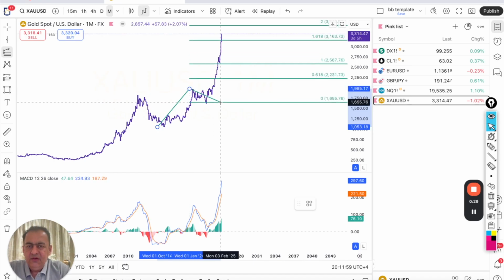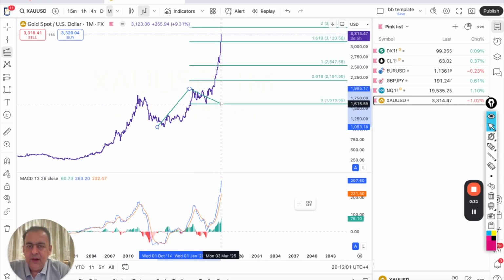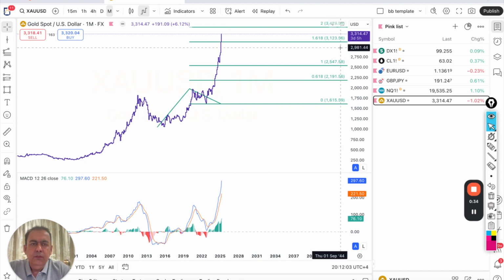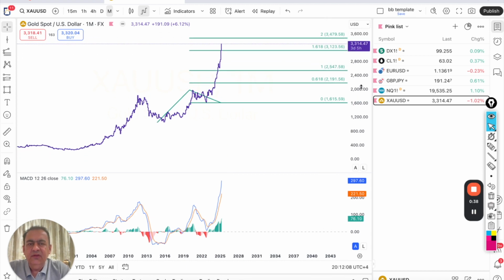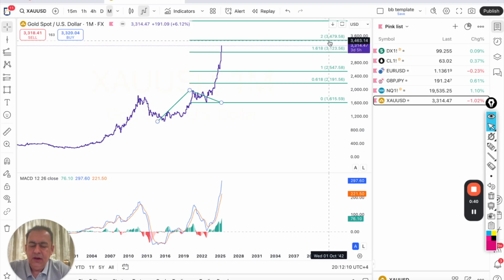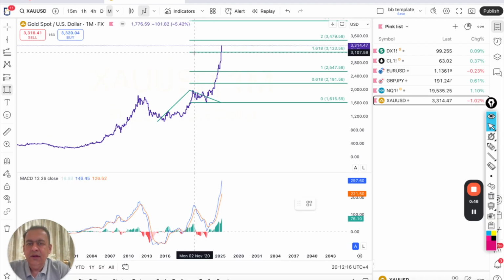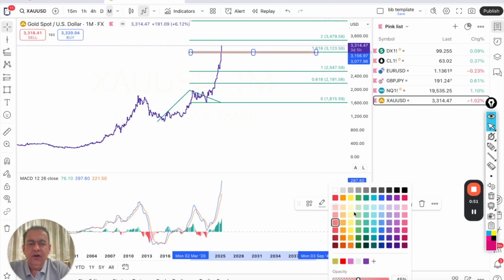So A, B, and C applied, first extension added. So 3123 is fib extension 161. Fib extension 200 is 3479. In fact, in the current week, we reached 3500 and it quickly bounced lower. So 3123 to be taken as support, since the current market price is trading higher than 3123.